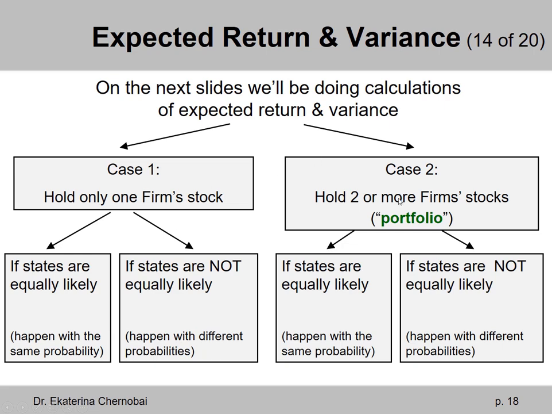Case 2 will be calculating the expected return, expected variance, and expected standard deviation when you're investing your money into stocks of two or more different firms, which is what the term portfolio means. And again, for case 2, we will be doing the calculations when the states of the economy are equally likely and when the states of the economy are not equally likely. So this is the big picture of the math we'll be looking at next.